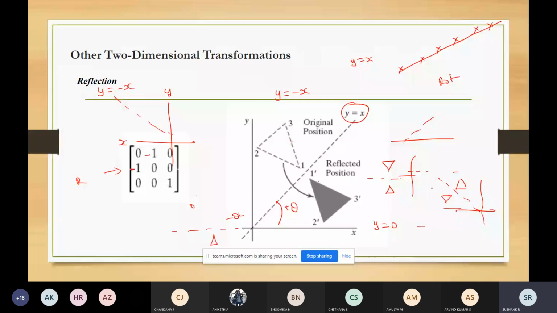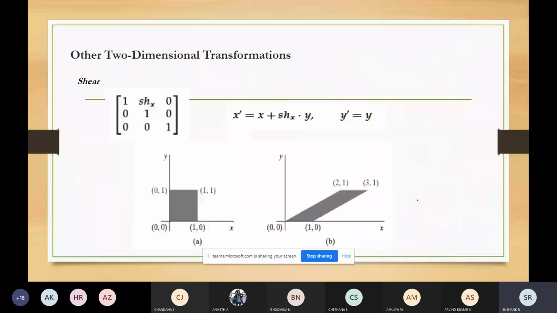So rotation, then again inverse that, not the reflection, just inverse that, and again rotate it back. By following these steps you can get the reflection along the line y is equal to minus x.